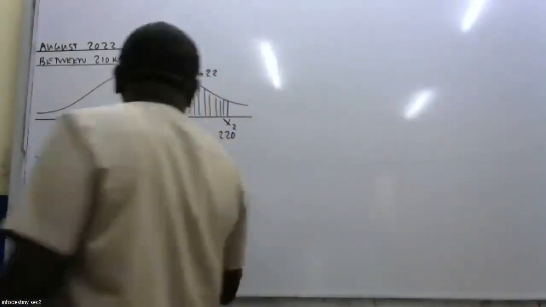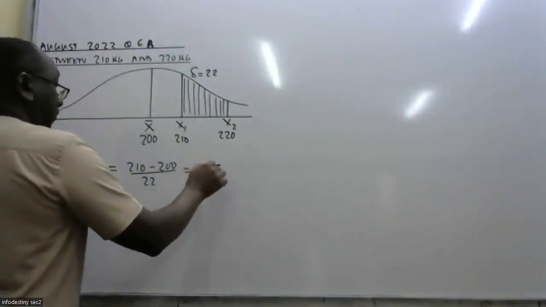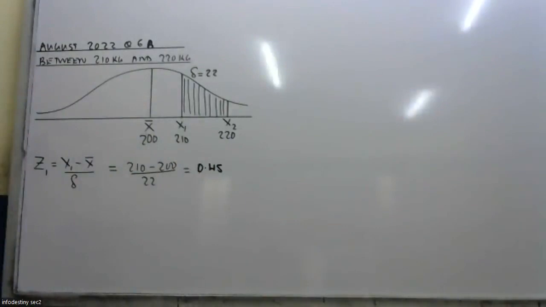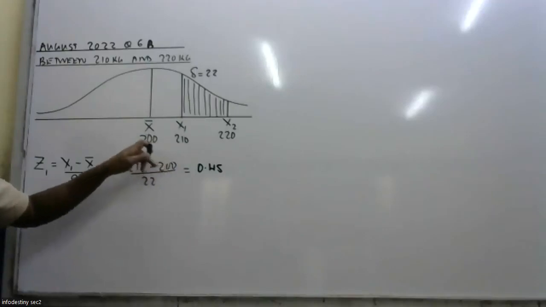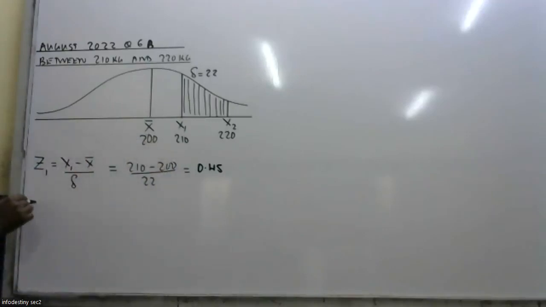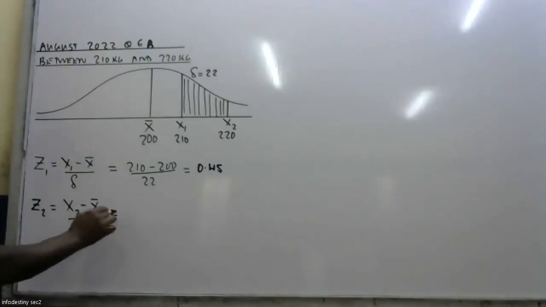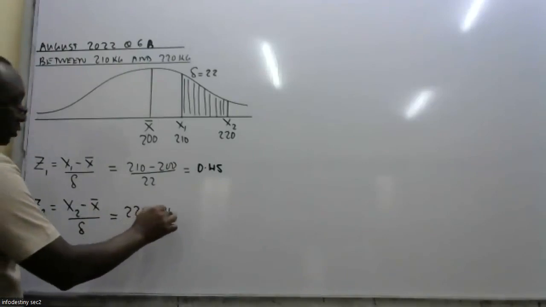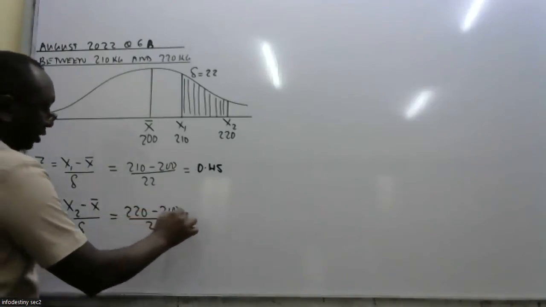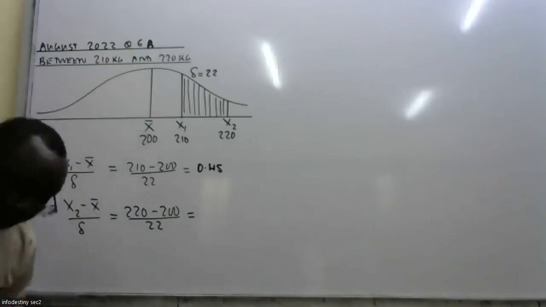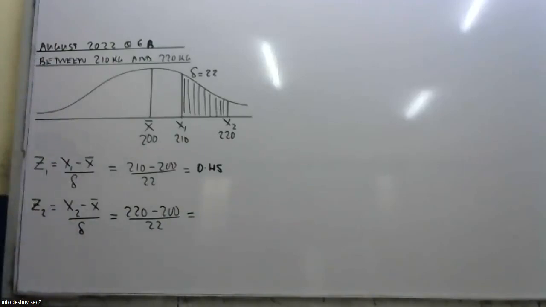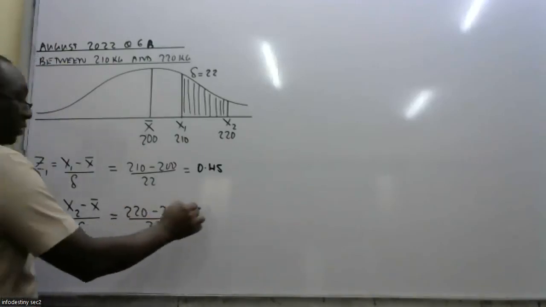0.45. And it's positive, eh? As long as the values of X are on the higher side of X bar, you will always get positive. But when they are on the lower side, you get negatives. Now, Z2 is X2 minus X bar. You divide by standard deviation. So this will be 220 minus 200. You divide by 22. 0.90.